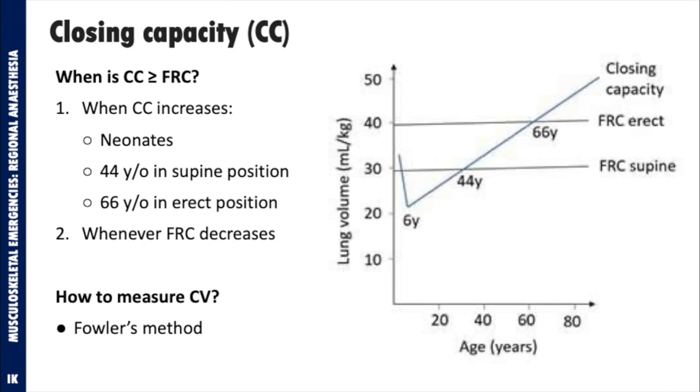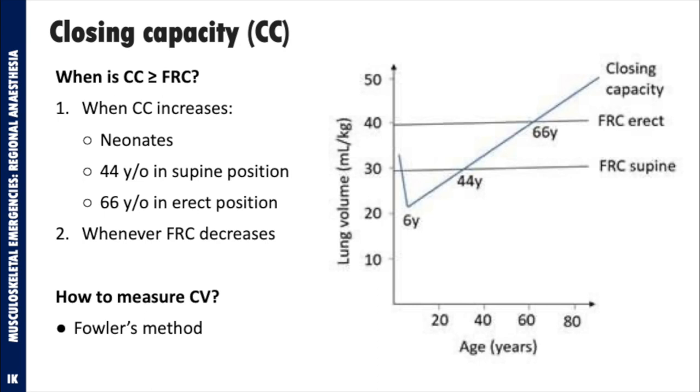You can see in the graph. At birth, the CC is this much. At 6 years old, it drops here. And then it gradually increases throughout your life. So at 44 years old, once you are lying down supine, your CC goes more than FRC, so you have this small airway collapse. But at 66 years old, even when you're standing up or sitting, there is already airway collapse. So that's what this graph is trying to show you.